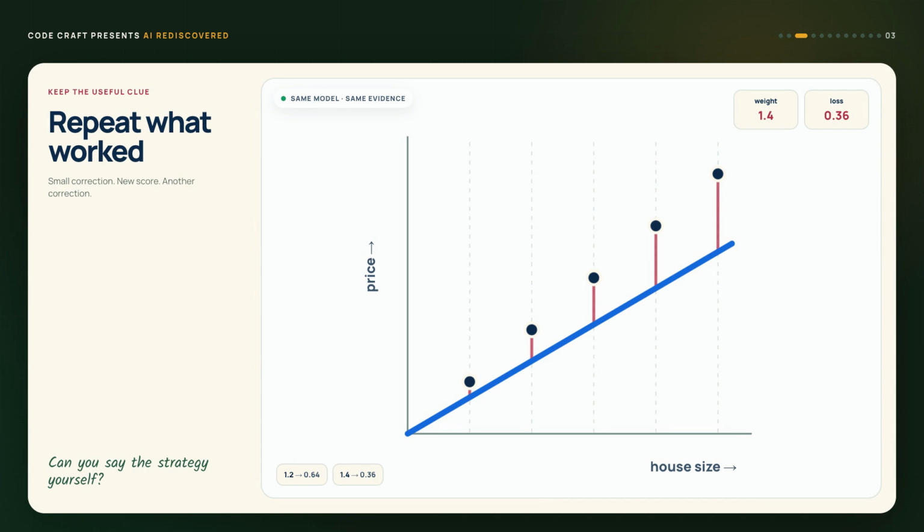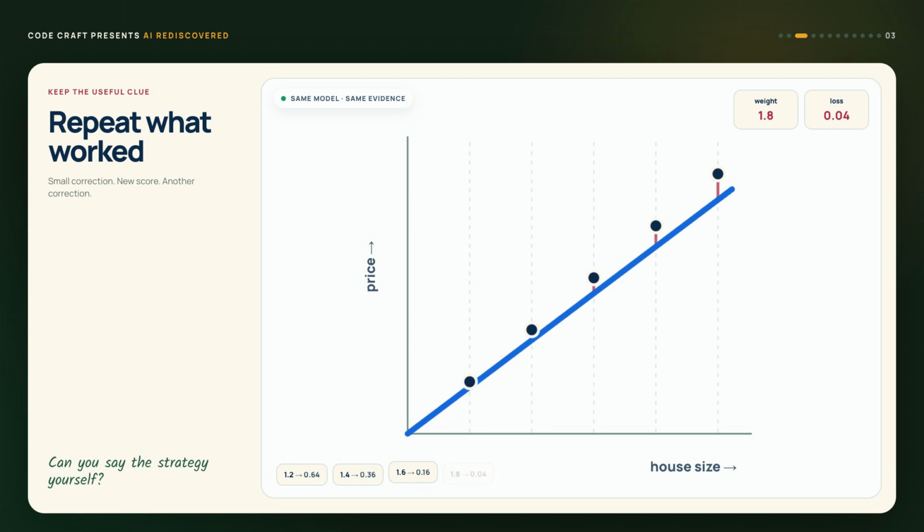Make the line a little steeper again. The weight becomes 1.6 and the score falls to 0.16. Make it steeper once more. Weight 1.8. Score 0.04. One final small change lands at weight 2, where the line fits these examples and the score reaches 0. We did not test every possible line. Each nearby test told us what to try next.